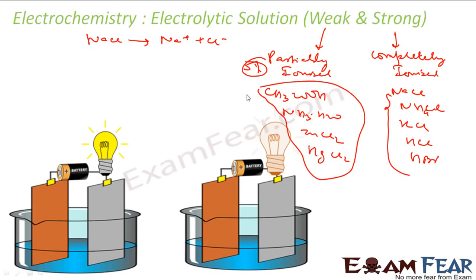And please note, strong and weak is a relative term. If we talk about NaCl and CH3COOH, you will see that NaCl is stronger than CH3COOH. If we talk about, let's suppose, HCl and KCl, you can see that KCl is stronger than HCl. So this is a relative term, but broadly, weak electrolytes are those which are partially ionized, maybe 5 or 10%, and strong electrolytes are the ones which are completely ionized.